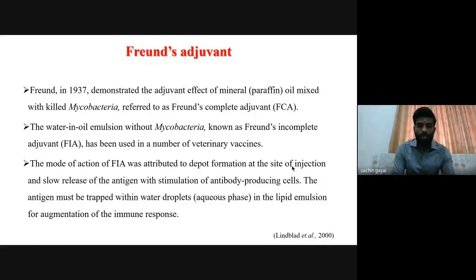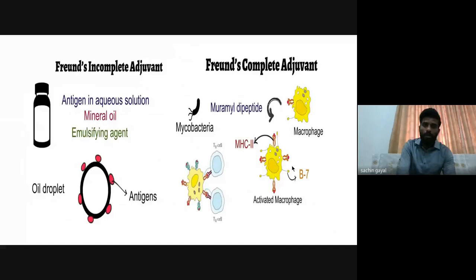The mode of action of Freund's incomplete adjuvant was attributed to depot formation at the site of injection and slow release of antigen with stimulation of antibody producing cells. So it gives long lasting immunity, means the antigen is slowly released into the body. That's why it gives long lasting immunity. We can see in this picture, the left side picture, that is Freund's incomplete adjuvant. It is made up of antigens in aqueous solution, mineral oil and emulsifying agent, in which an oil droplet is present to which antigens are attached. Due to this attachment, the contact time is slow. That's why these antigens are very slowly released into the body.